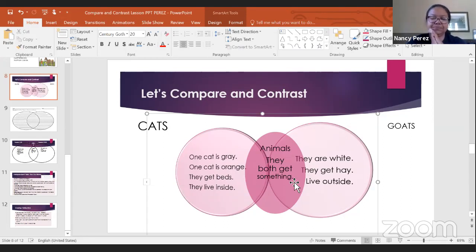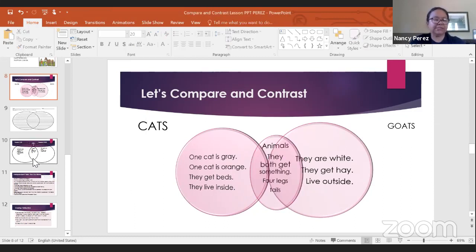All right. So we said they're both animals. They get something and they have 4 legs. What about, do they have tails? Yes, they have tails. So these are the things that make them the same, make them alike.